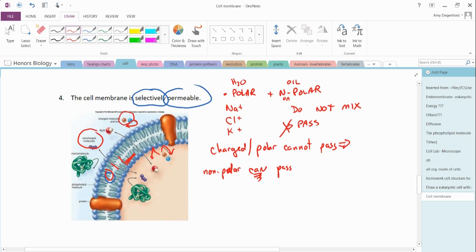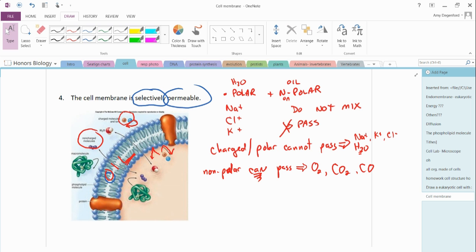Now, what are some examples of each of these? An example of charged or polar: charged would be sodium, potassium, chlorine ions, and water. Now, water is an interesting case. It can go through, but it's pretty polar, so it's pretty slow. It doesn't happen that readily. And then non-polar can pass through. So what are some examples of that? Well, we have oxygen, carbon dioxide, carbon monoxide, unfortunately. They can go through. And so that gets us started for the next thing that we're going to talk about, which is diffusion.